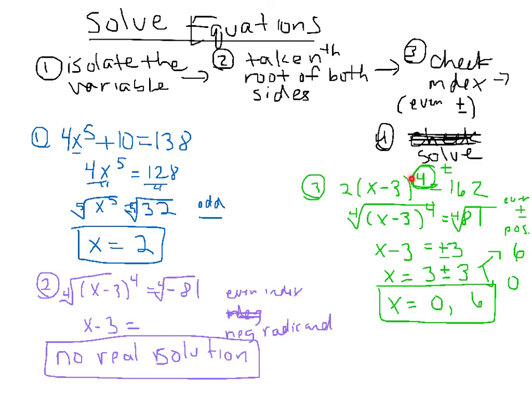If your index or your exponent is even, so if you have an even number, 2, 4, 6, 8, then you're going to have plus or minus in your answer, assuming that the number inside your root is positive. That's going to give you those two solutions.